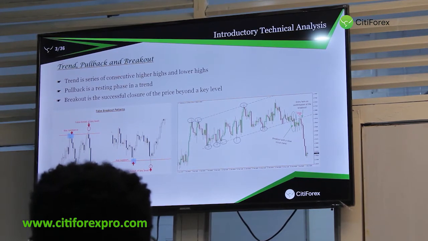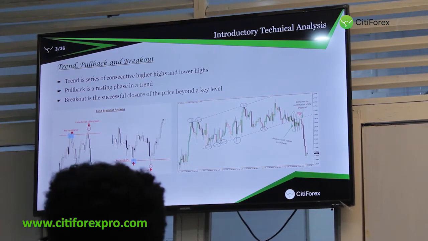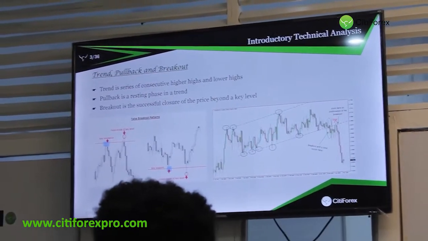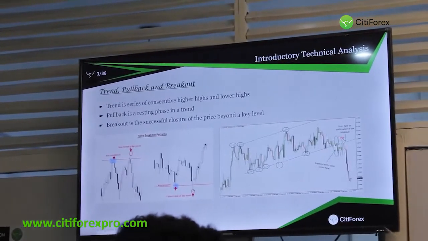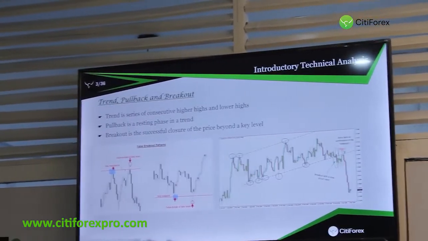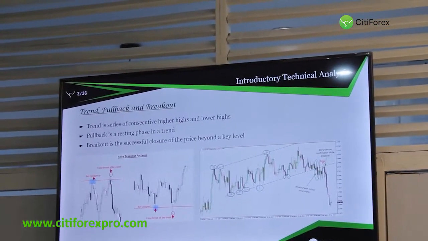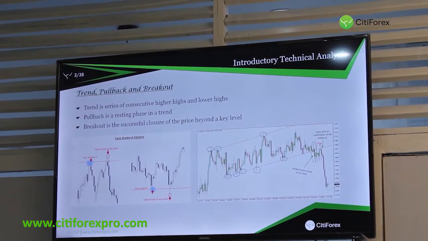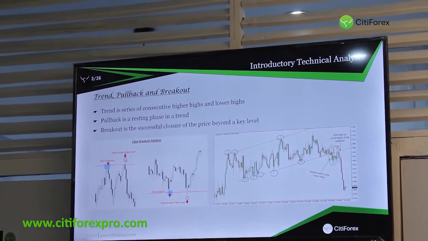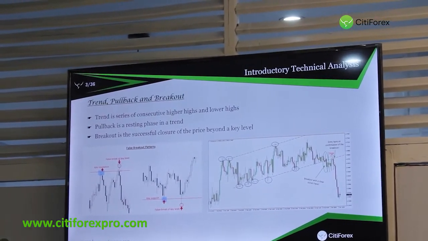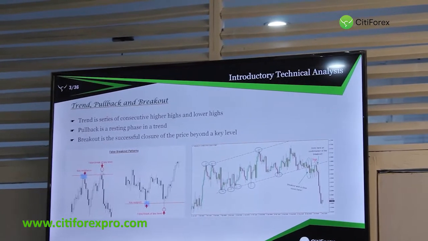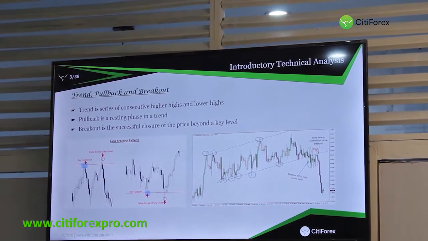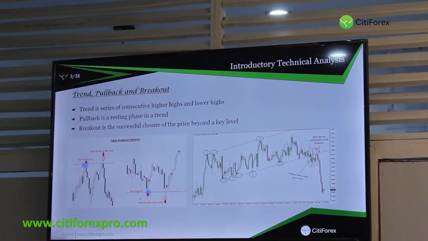Of course, a trend is a series of consecutive higher highs and higher lows, a pullback is the resting phase of the trend, and the breakout is the successive closure. Remember that the bar has to close. That's what I was trying to point out. The body of the candle has to exceed the line, not the wick. These things are noise. They are fake outs. If you have a case like this, you cannot say that this market has made a swing high. It's a faker. This is not a swing.